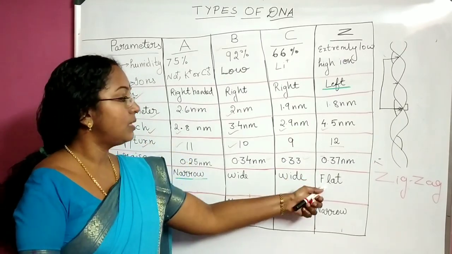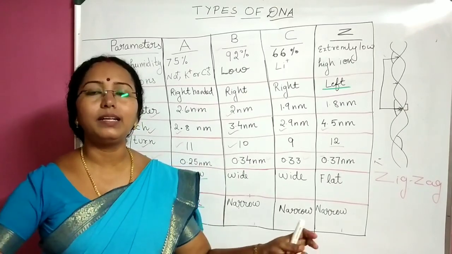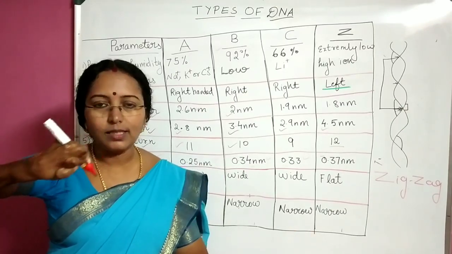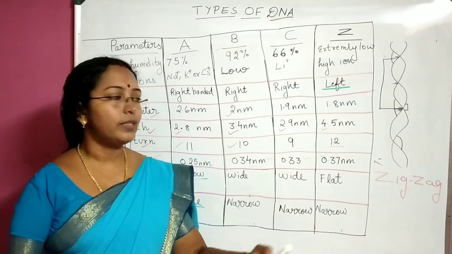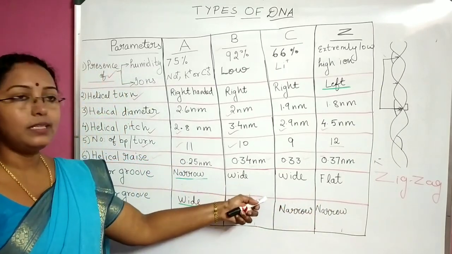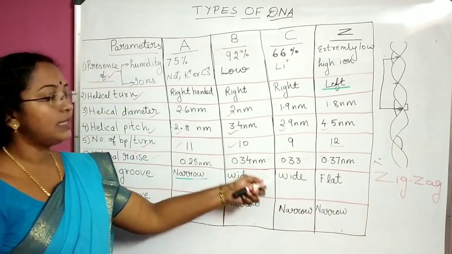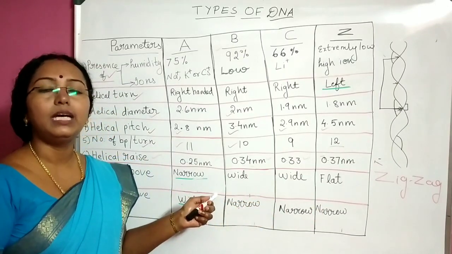But in the case of zigzag, that is Z form of DNA, the major groove will be completely flat-like structure. You cannot see the turning properly of the DNA. It will be a flat structure. So that's why it is written as flat here. So major grooves are wide in the case of B and C DNA. It is flat in the case of Z DNA, but very narrow in the case of A DNA.